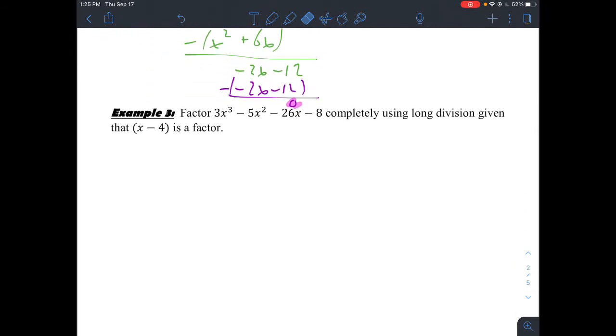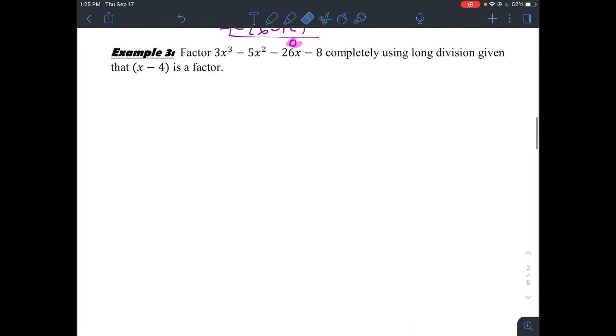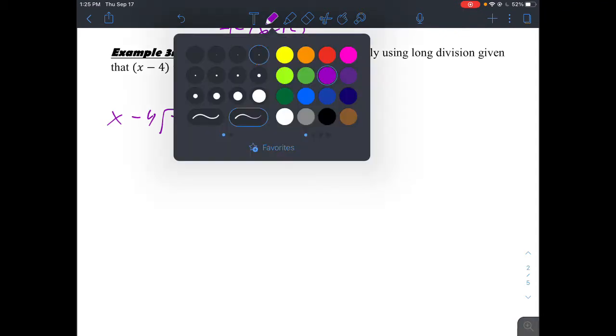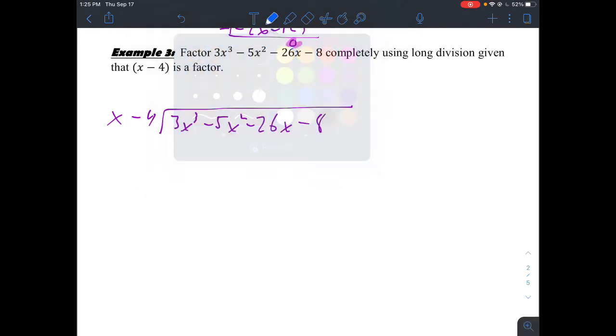Here's what the next problem is telling us to do. It says factor completely using long division, knowing that x minus 4 is a factor. So the first thing we're going to do is we're going to use long division. No fillers needed. And I'm just going to run through this long division here. 3x cubed divided by x is 3x squared.